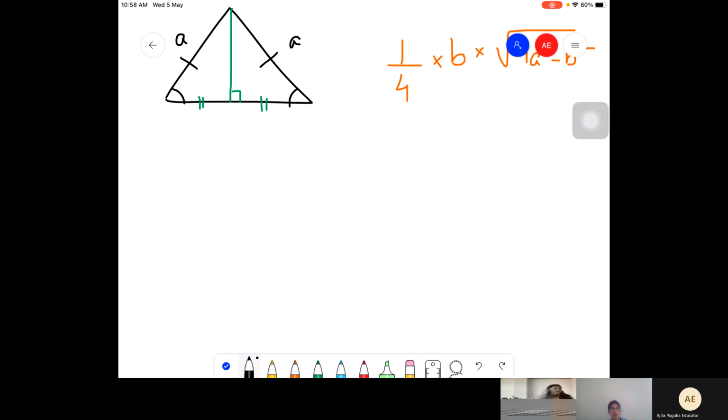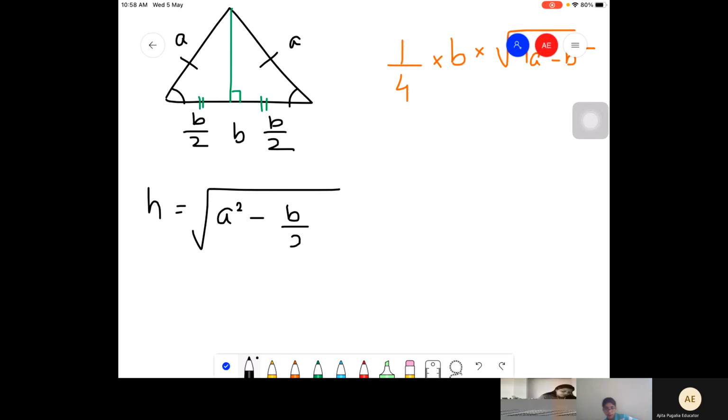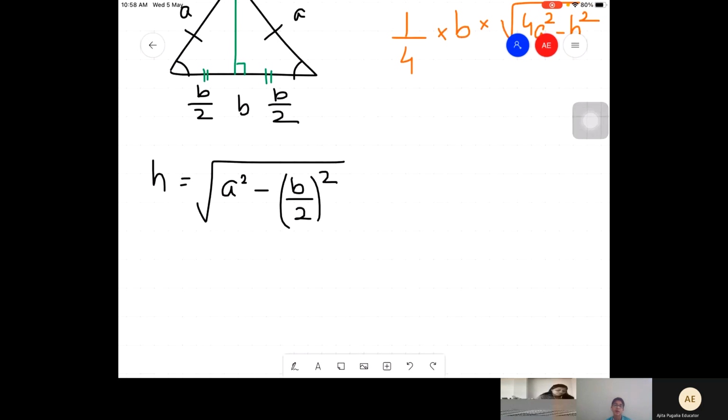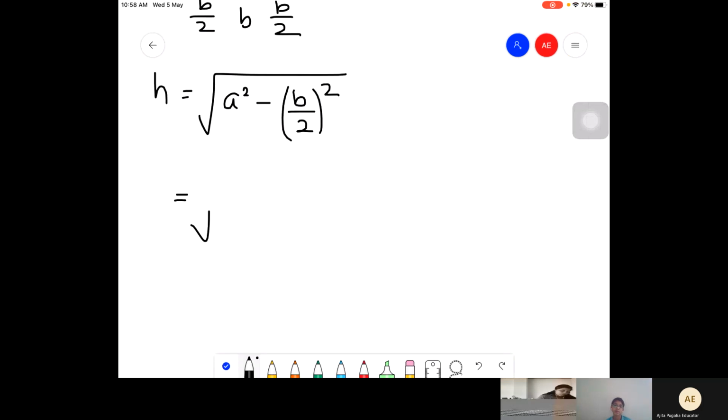So, for an isosceles triangle, two sides are equal. Let's name it as a and the other side name it as b. So this is going to be b upon 2 and b upon 2. I can use Pythagoras theorem to figure out the height now. Height is equal to root over of a square minus b upon 2 whole square, which eventually becomes what? A square minus b square upon 4, which is 4a square.